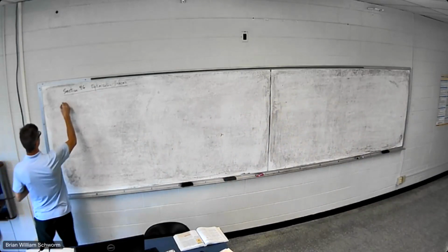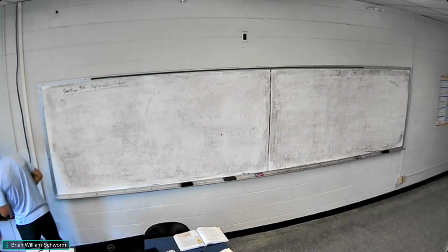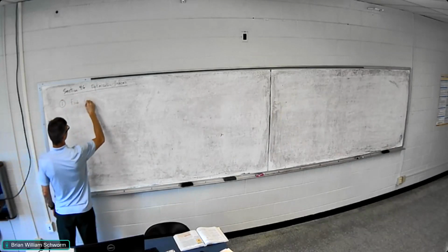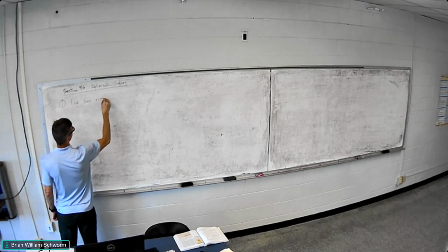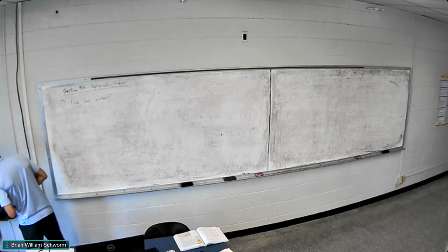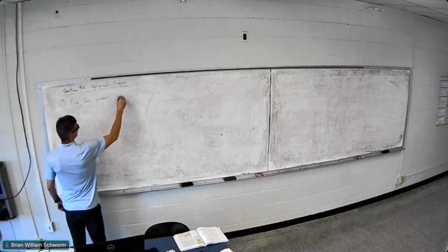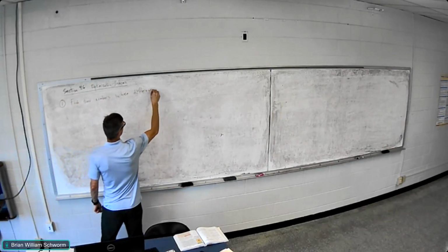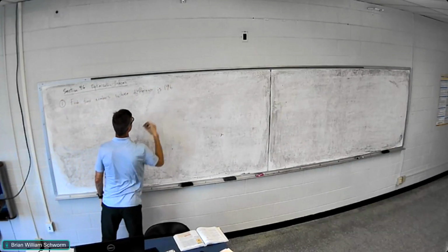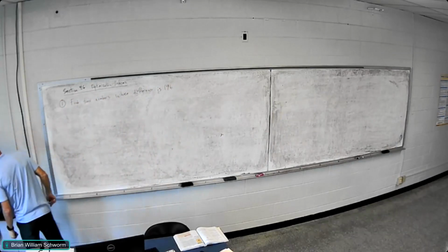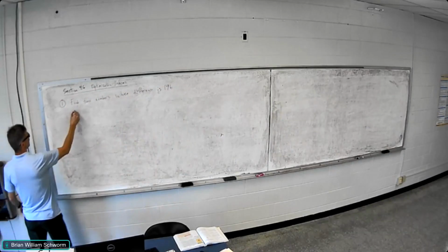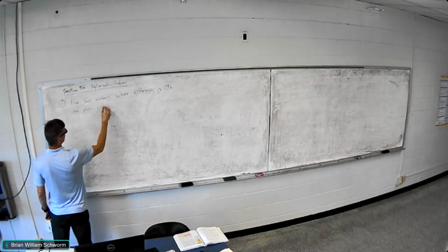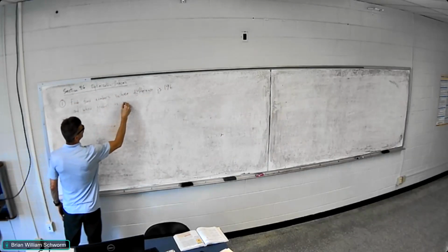I'm going to start with a relatively simple one, number 1. I'm going to jump right in here. It says find two numbers whose difference is 196 and whose product is minimum.